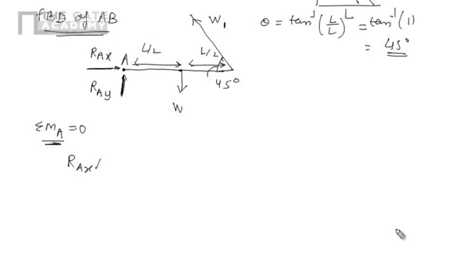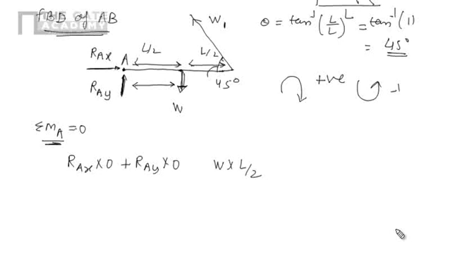So I can write RAX into 0 plus RAY into 0. And for the moment due to W at A, we have to multiply this W with the perpendicular distance, that is L by 2. So W into L by 2, and this moment will be in the clockwise direction. According to our sign convention, clockwise is positive and anti-clockwise will be negative. So this one is positive.